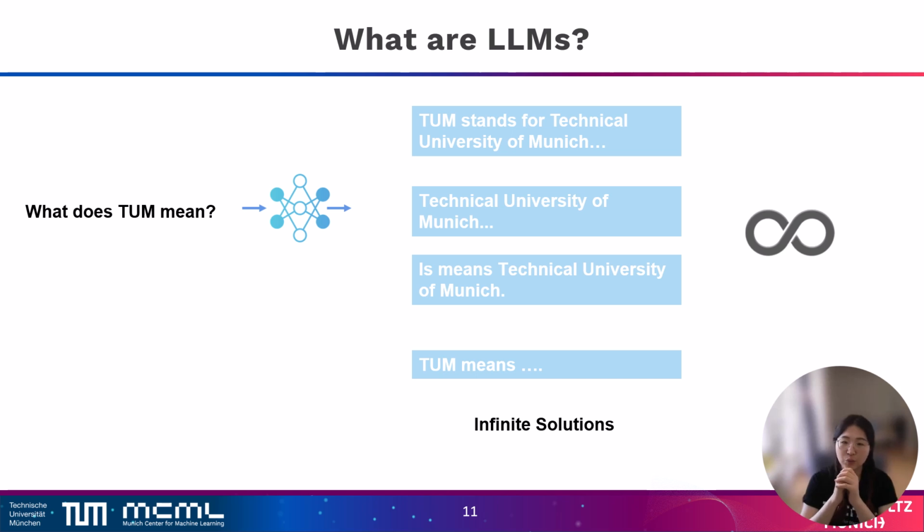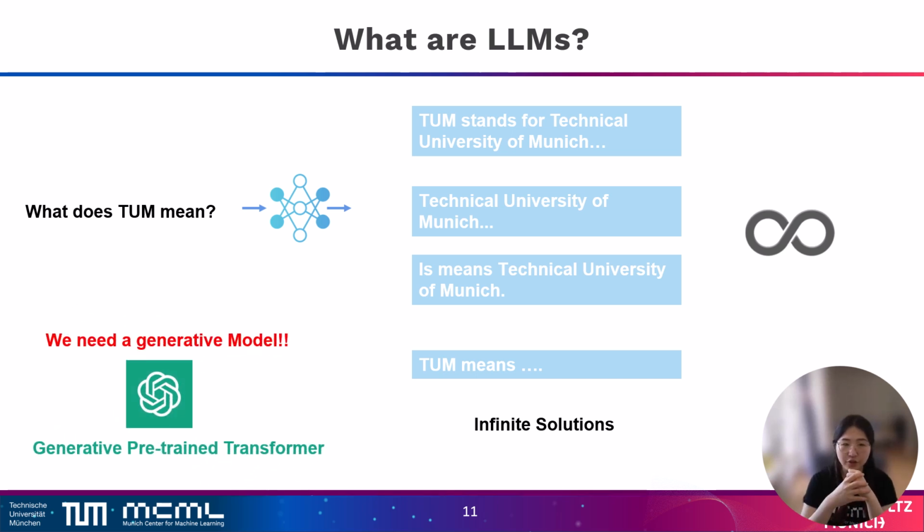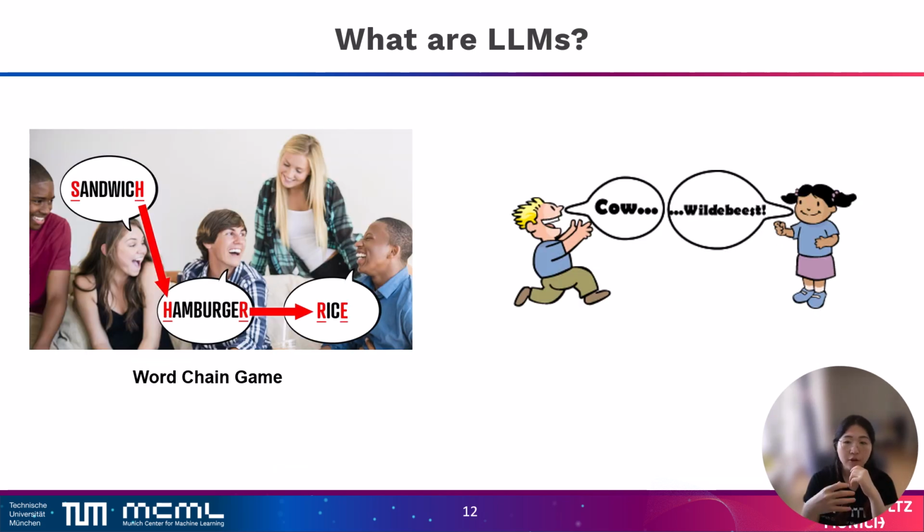What model do we need to use? Here I will give the answer: it's the generative model. We need a generative model for a large language model to do question answering. In case you don't know, the full name of GPT is Generative Pre-trained Transformer. It's a generative model. So now we know that a large language model is a generative model.